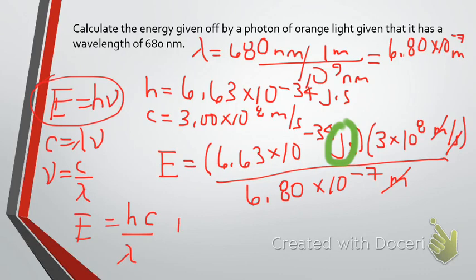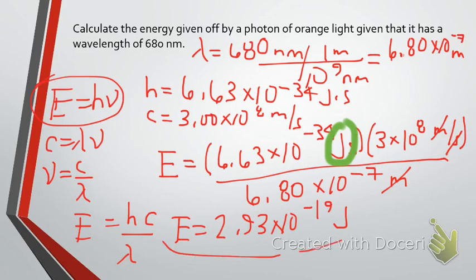Now we just plug and chug. The energy of a single photon is going to be equal to 6.63 times 10 to the power negative 34, times 3 times 10 to the power 8, divided by 6.8 times 10 to the minus 7, and we get 2.933 times 10 to the power minus 19 joules. So that's our final answer. It's not a lot of energy, but a photon of light is a very, very small amount.